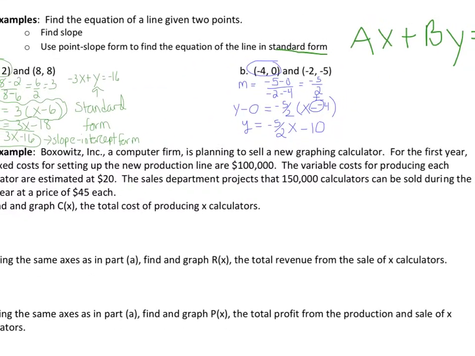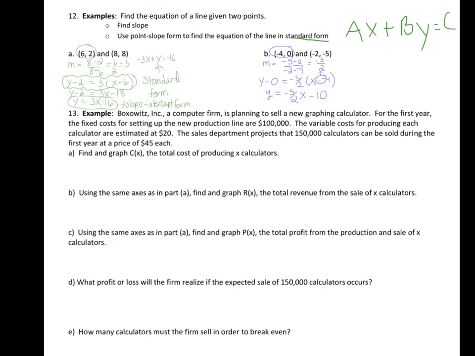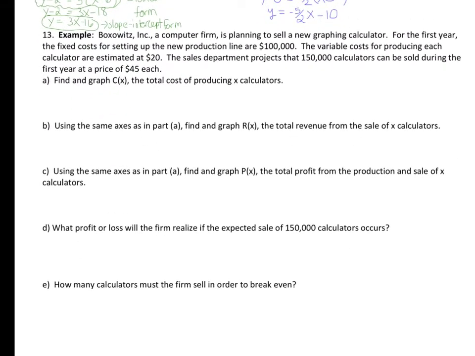We have a word problem, nothing too terrible. Boxowitz Inc., a computer firm, is planning to sell a new graphing calculator. For the first year, the fixed costs for setting up a new production line are $100,000. The variable costs for producing each calculator are estimated at $20. The sales department projects that 150,000 calculators can be sold during the first year at a price of $45 each. Find and graph C of X, which is the total cost of producing X calculators.